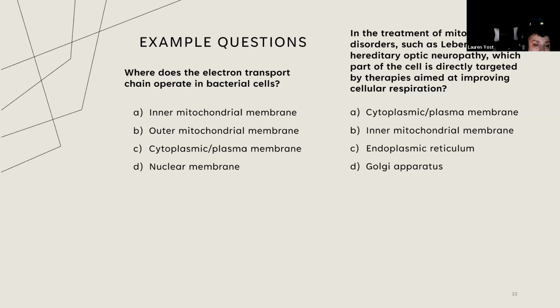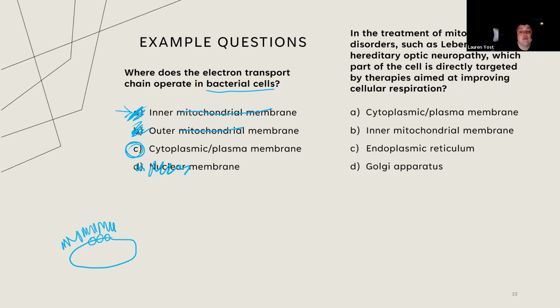All right, so where does the electron transport chain operate in bacterial cells? Remember, bacteria have their membrane and their wall on the outside. This is all happening on that cytoplasmic or inner membrane. Is it happening on the inner mitochondrial membrane? No, because they don't have mitochondria. The outer mitochondrial membrane? They don't have mitochondria. The cytoplasmic membrane or the nuclear membrane? Cytoplasmic, they don't have a nucleus either. All you really need to know is that they don't have any other internal organelles.